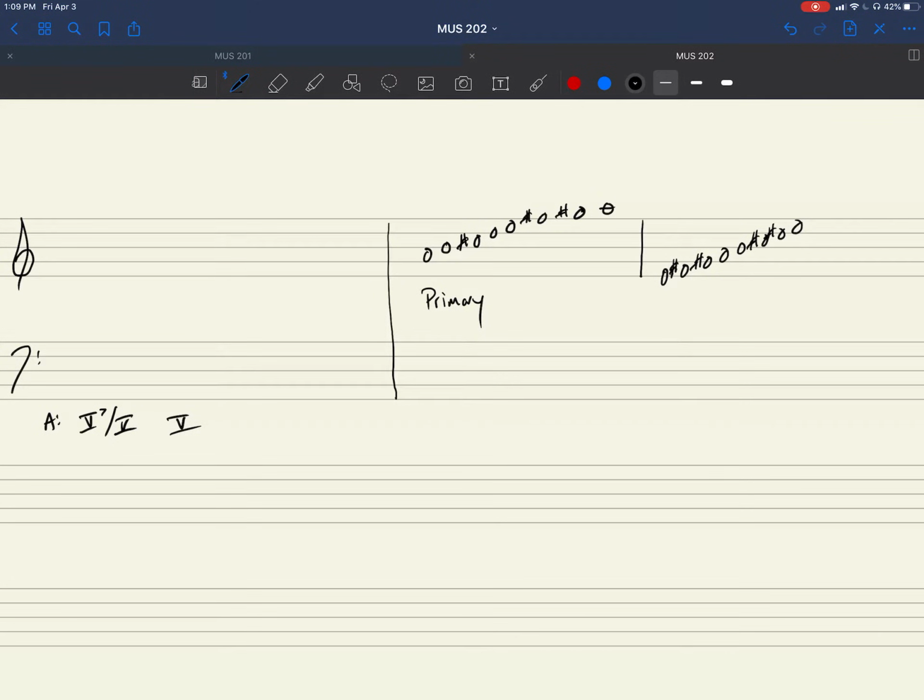Okay, so primary is A, secondary key area is E. So I want to resolve the 5, 7 of 5, which is right here, to a 5 chord in the primary key area, because the 5 chord in the primary key area is right here. It's the E chord, right? So the 5 chord in the primary key area is actually the 1 chord in the secondary key area.